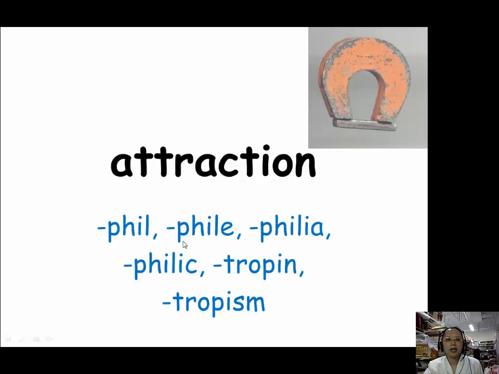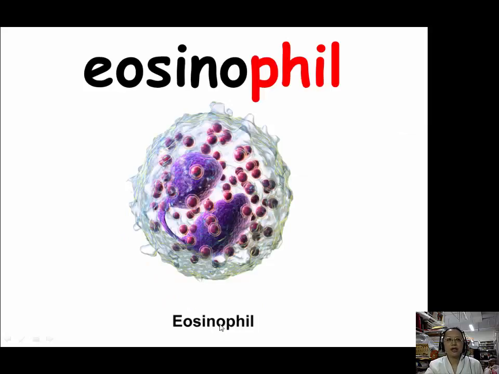And philic, P-H-I-L-I-C, this is an adjective suffix, used for adjectives. And tropin, T-R-O-P-I-N, it is usually used for things like proteins. And tropism, T-R-O-P-I-S-M, this is used to describe a phenomenon. Let's see our examples so you can be more clear about these suffixes.